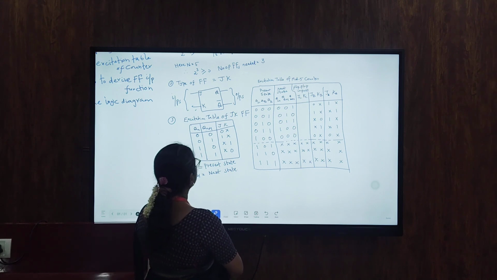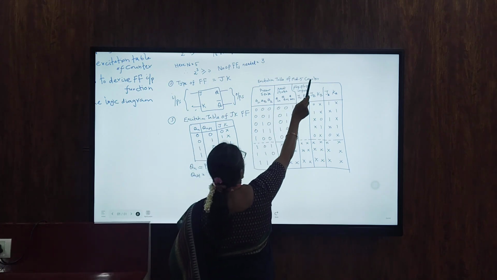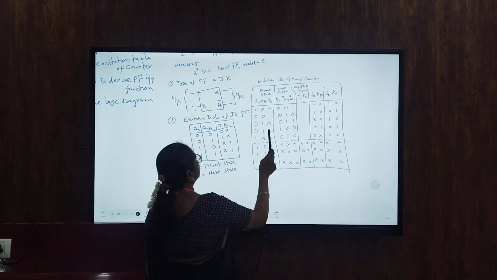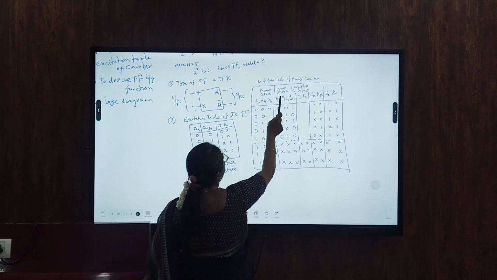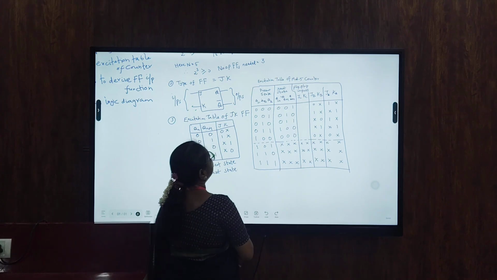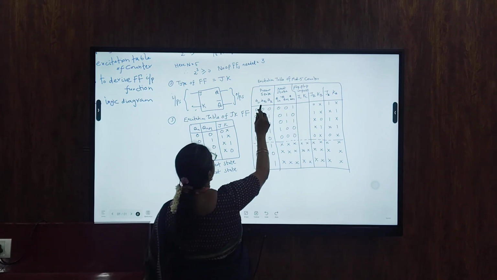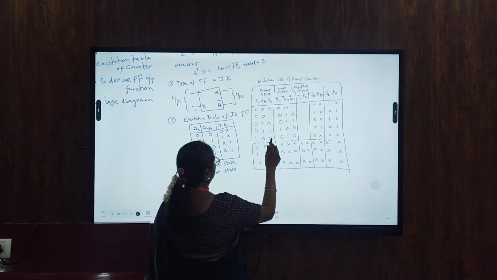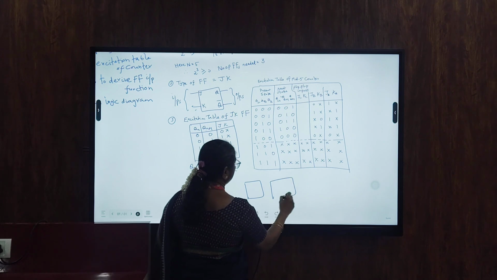With this, we will go to the next one, the excitation table of the mod 5 counter. For the counter, first we write the present state, then the next state, then the flip-flop inputs. That is the excitation table of the mod 5 counter. Here we have 3 flip-flops, so 3 JK flip-flops are required in our counter design.